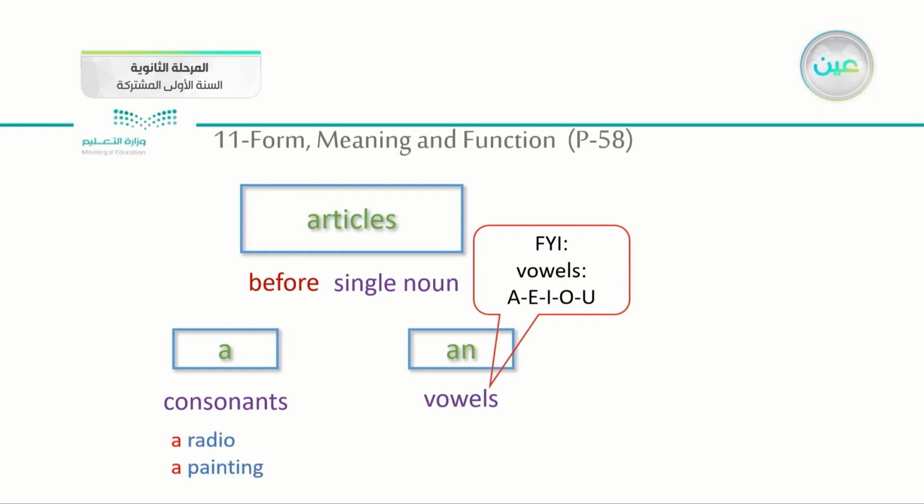So we can come up with an example. A radio, a painting. Notice the sound in here, p and r. An airport, an English class. Notice I'm saying the sound, not the letter, because I'm speaking about honest, an honest person.